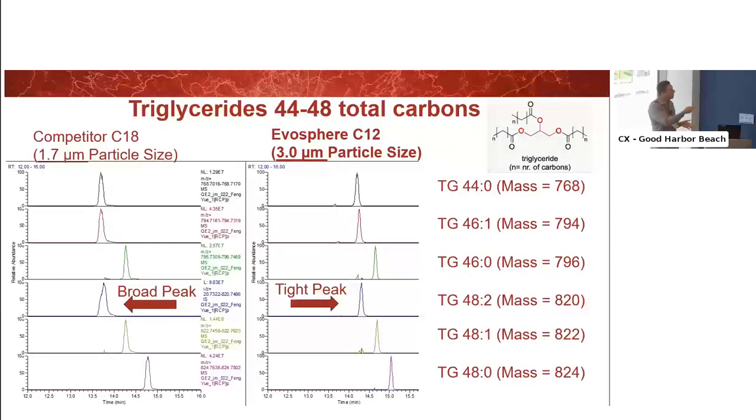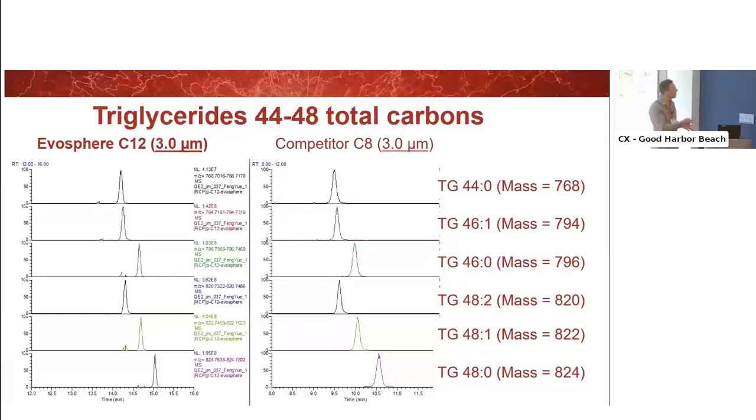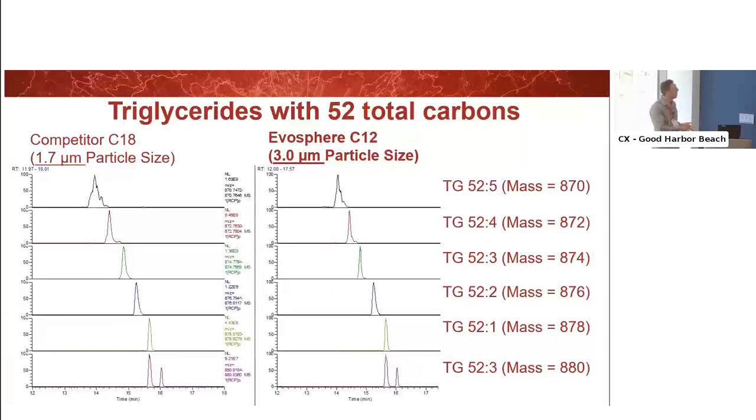Again, triglycerides, right? 3 microns, and look how much better and tighter the 48.2 triglyceride is than this broad one versus the Waters BEH C18 1.7. It's a big, big difference. Triglycerides with 52 total carbons. I mean, the top trace is pretty stark. This one versus that. I mean, that's pretty huge. Look how much tighter those peaks get.